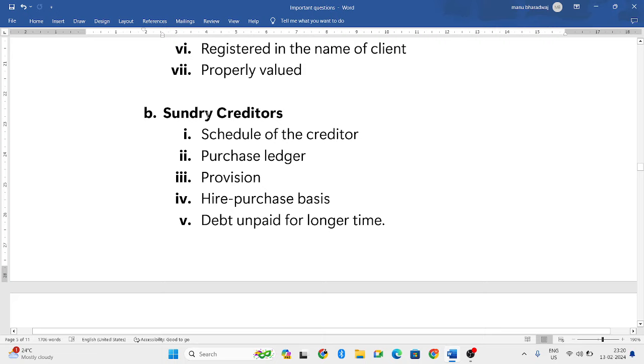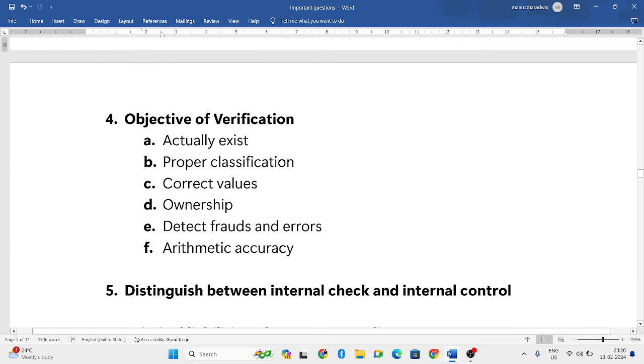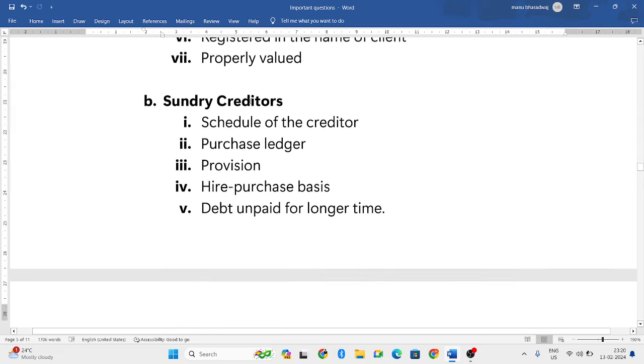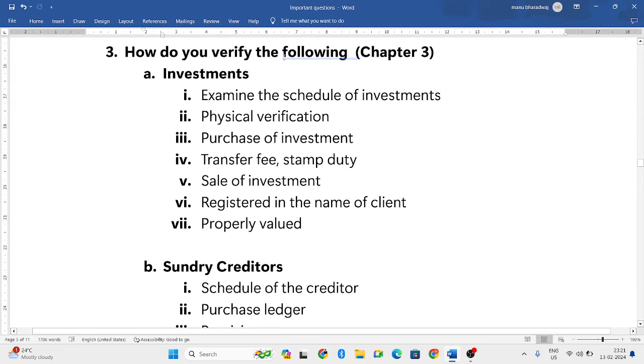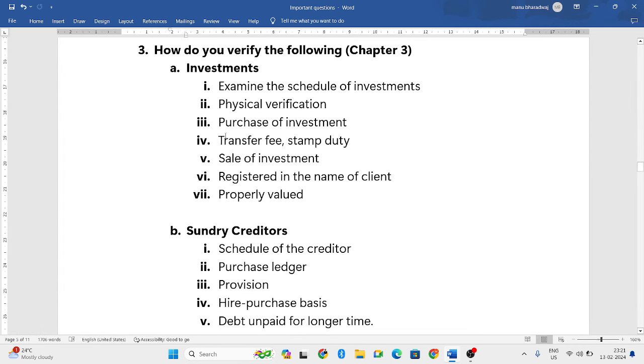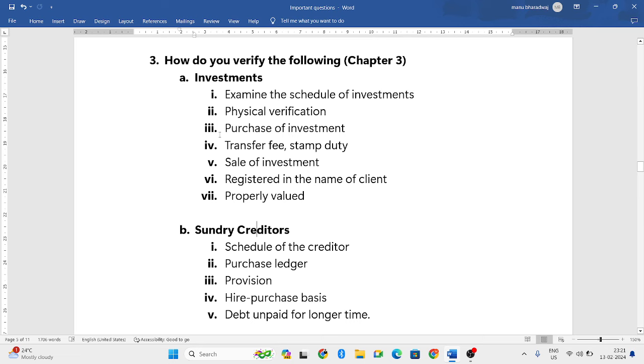Next, sundry creditors they may ask, or they may even ask the objective of verification. What are the objectives? That is the fourth question I'll discuss later on. Any two they may ask, and each carries 2 marks. They might ask one asset and one liability. See here they have asked current asset and current liability. Similarly they can ask any one of that. So be prepared for everything because it's very easy actually. You can easily write it down.